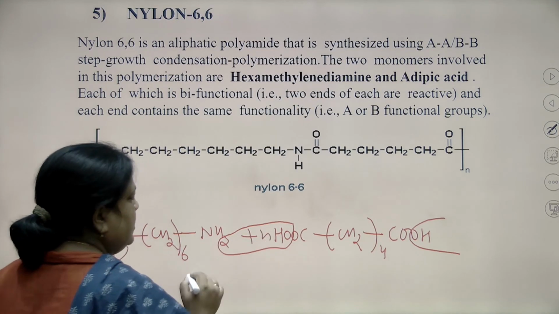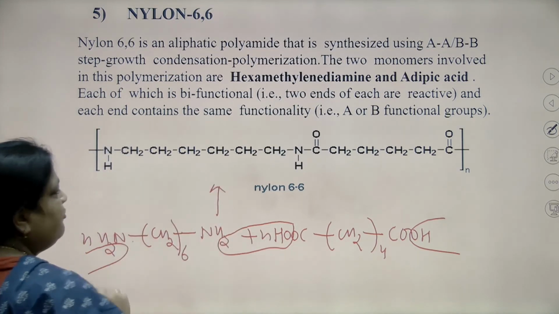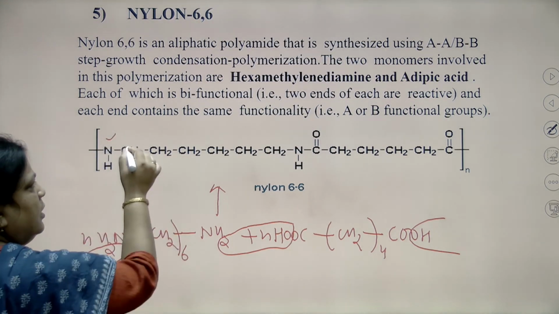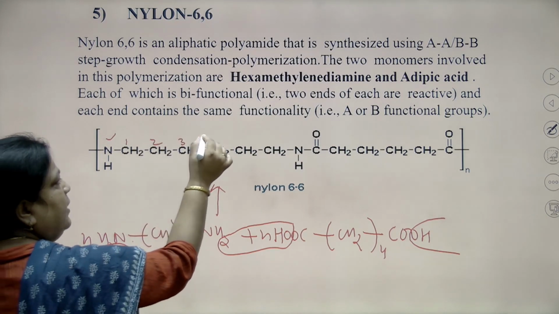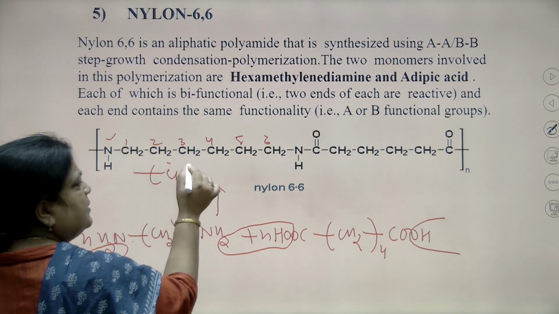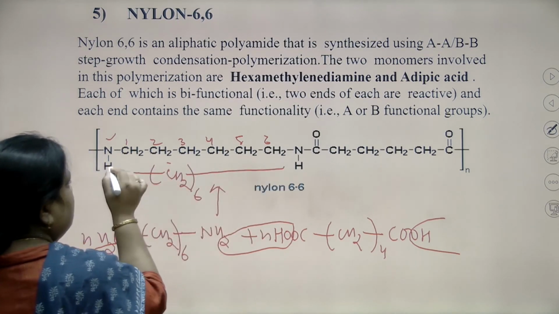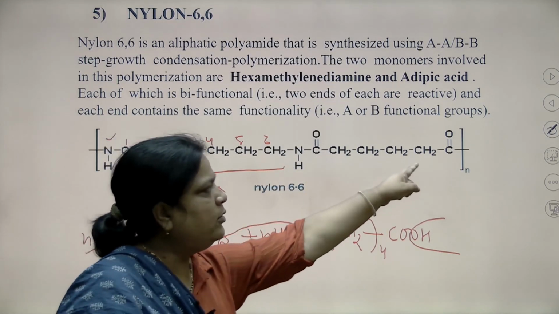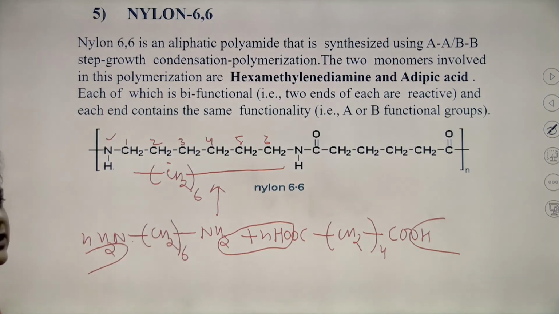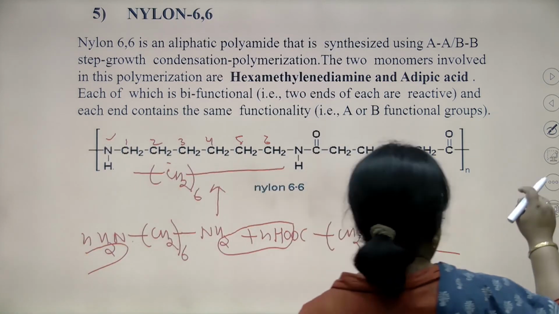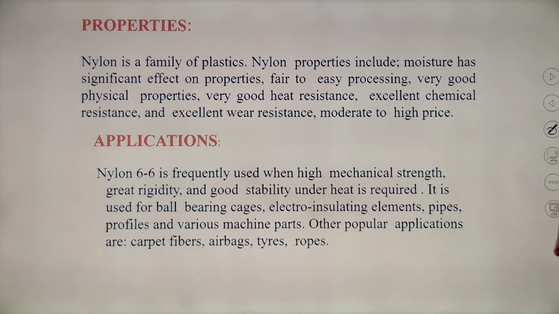So, what will be the formula? The formula will be NH, remaining this. Now, 6 CH2, 1, 2, 3, 4, 5, 6, you can write directly (CH2)6, then NH, CO, then (CH2)4, CO. So, this is the structure of nylon 6/6. And the monomers are adipic acid and hexamethylene diamine.